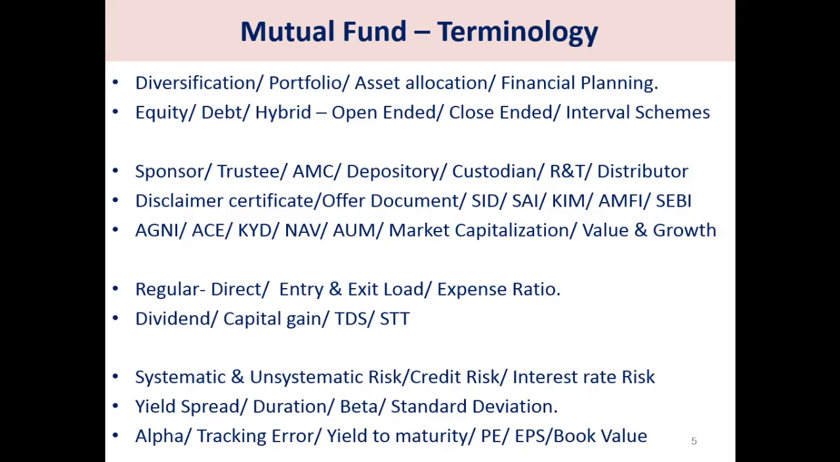So credit risk, interest rate risk, yield spread. Duration, beta, and standard deviation are measurements of risk. Fine. And alpha is a measurement of return. And then tracking error is the indication of the kind of risk and return that you can consider for an index fund, especially for index funds only. So alpha, tracking error. Yield to maturity is understood in respect of debt instruments or debt schemes.